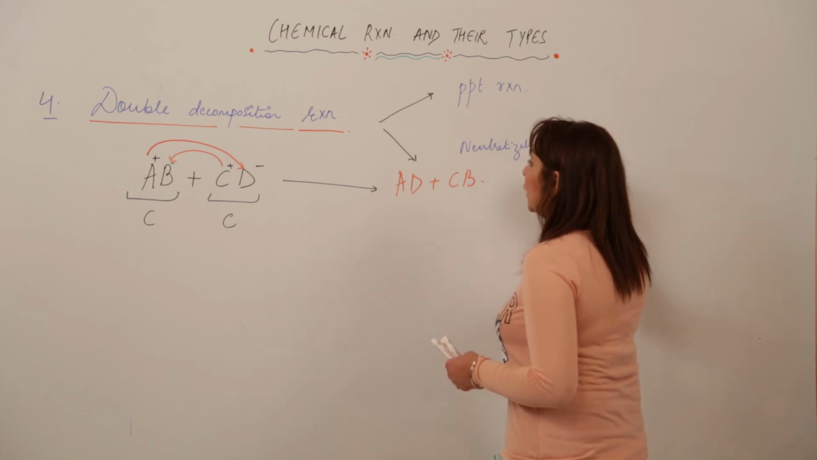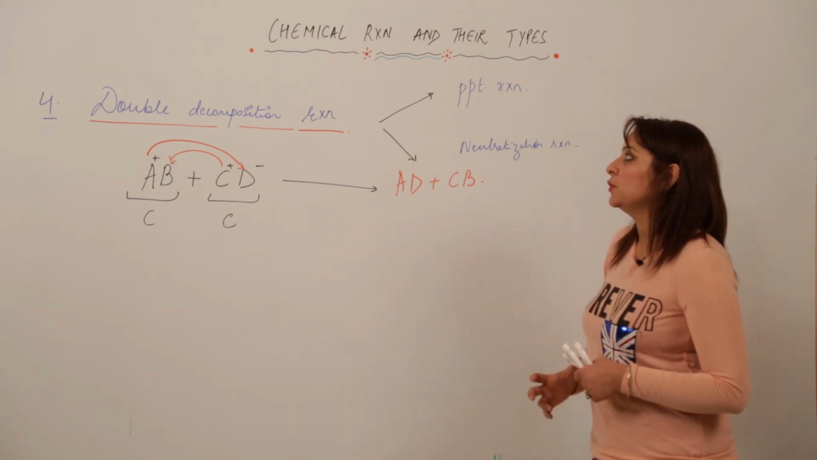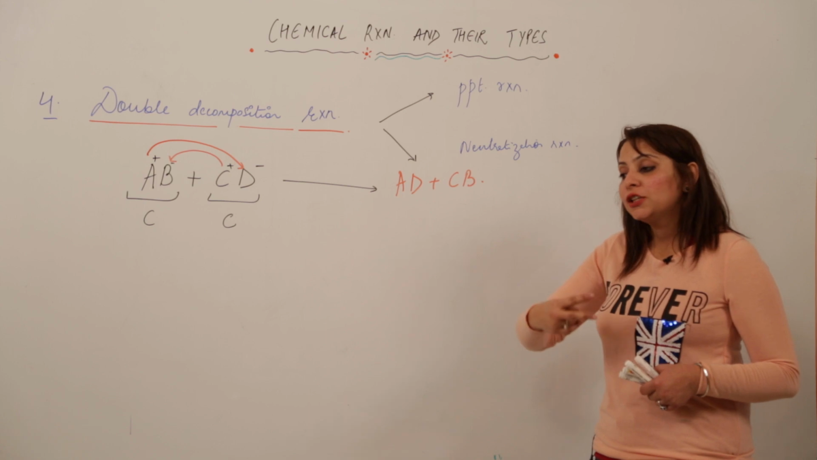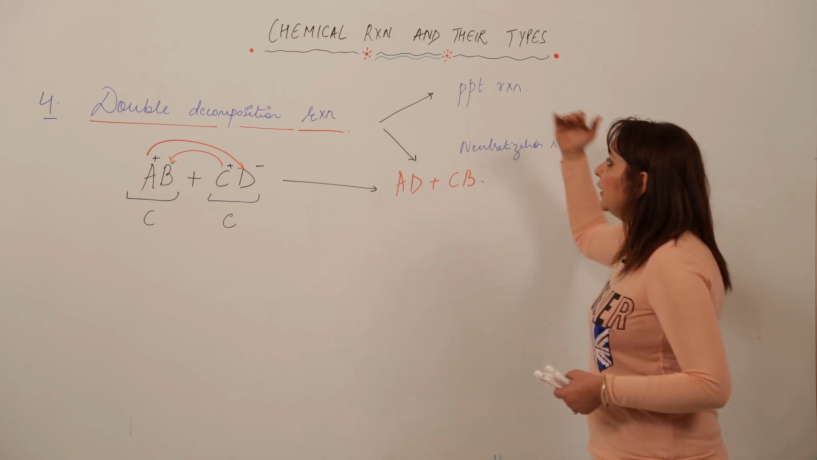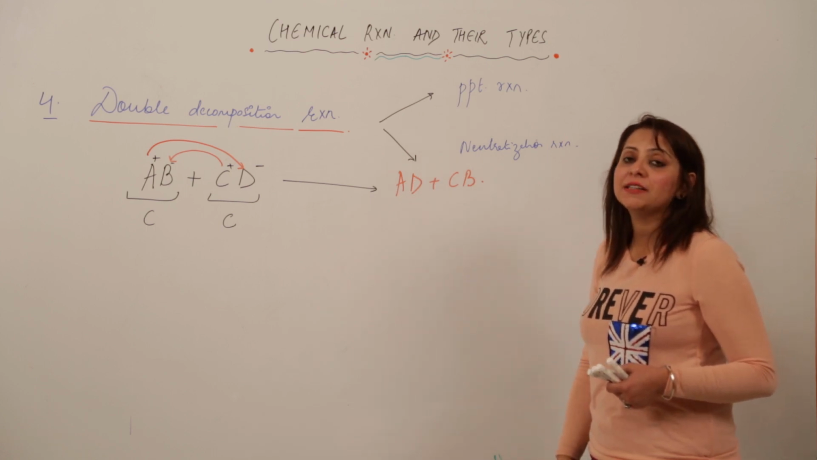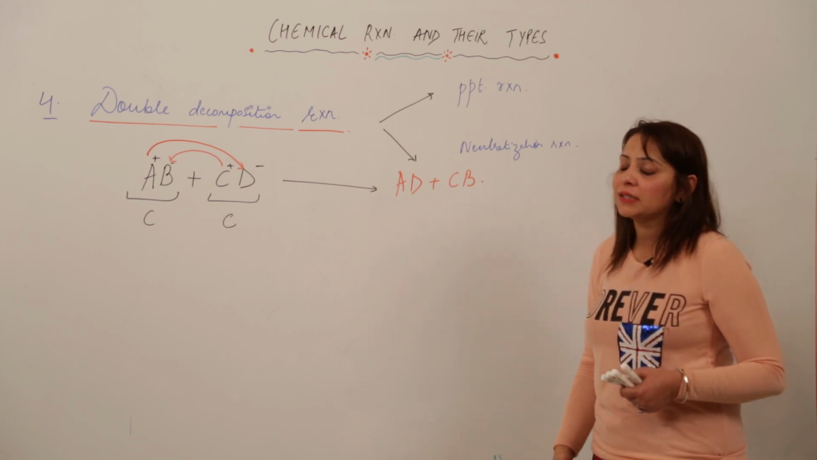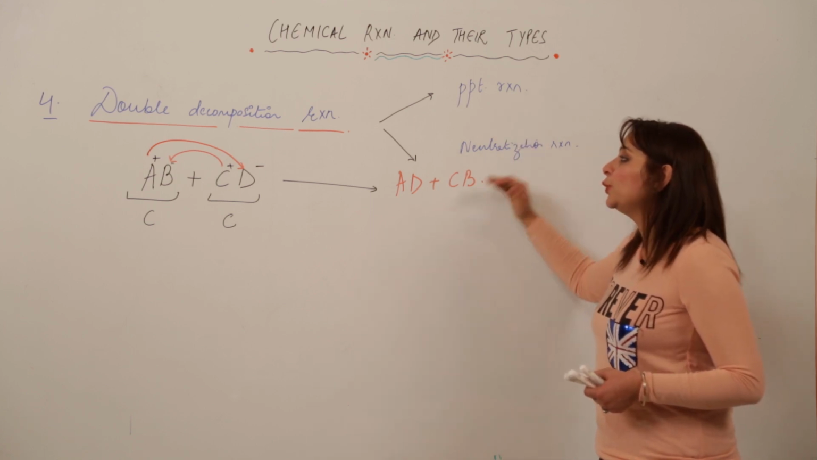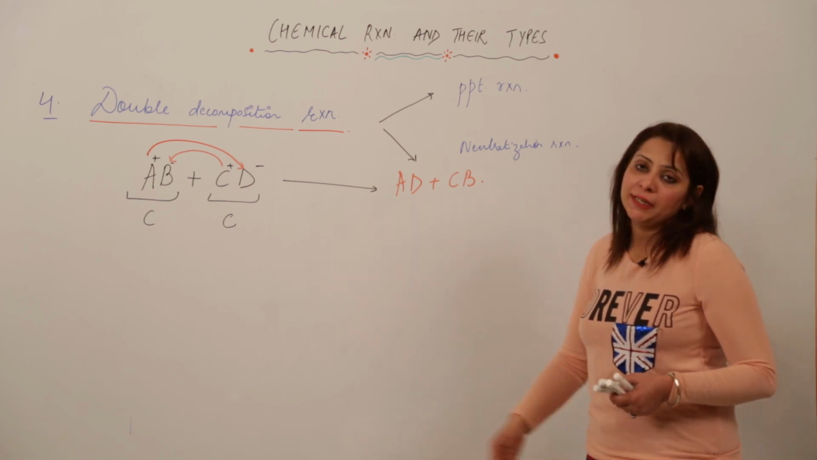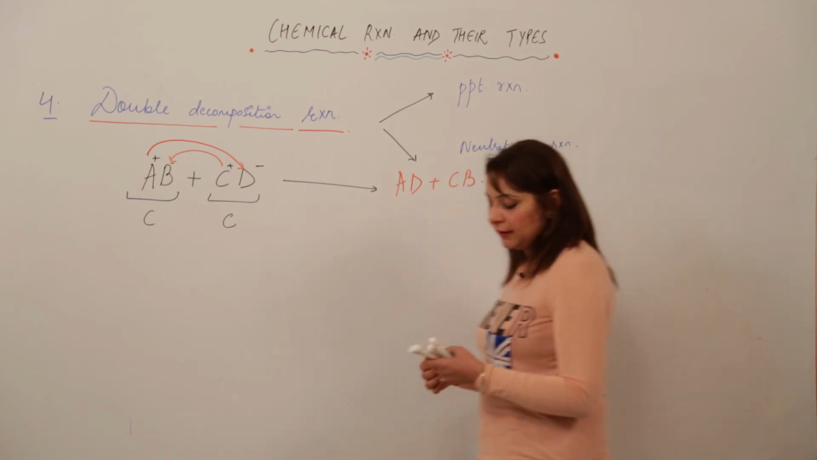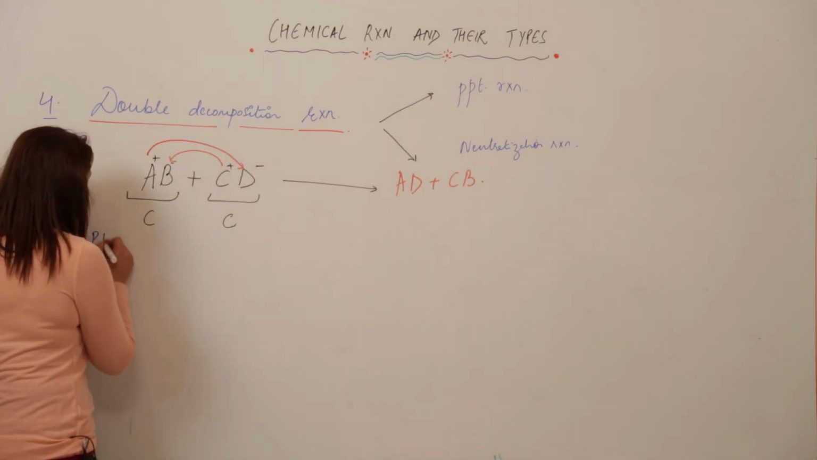That means, as a result, the double decomposition reaction will form either of two changes: either it will lead to the formation of a precipitate, that is an insoluble substance, or it will lead to the formation of a neutral substance. So the precipitation reaction and the neutralization reaction both form subcategories of the double decomposition reaction. Let us look at an example for both of them. So first is the precipitation reaction.